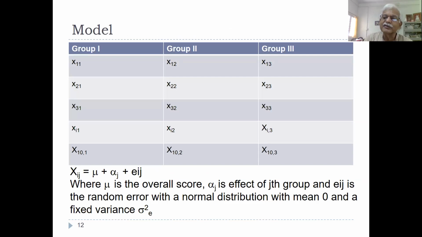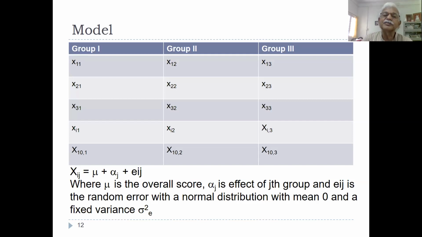In general, your data would be like this. And the model, please note that there is a linear additive model that we are testing in analysis of variance. That model looks like this. Xij means, here j refers to group and i to observations. So Xij is the ith observation in the jth group.